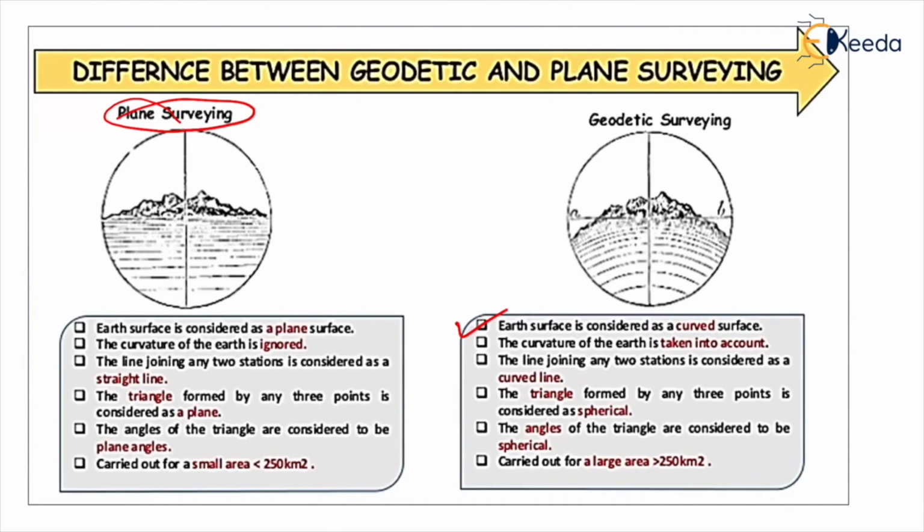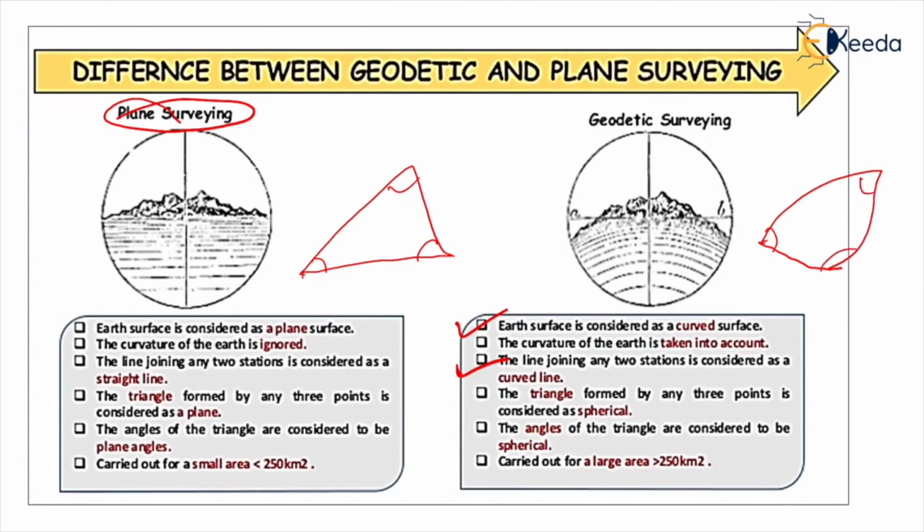Next point, the line joining any two stations is considered as straight line, while in geodetic, the line joining any two stations is considered as curve line. The next point, the triangle formed by any three points on the surface of the earth is considered as a plane, while in geodetic survey, the triangle formed by any three points will be considered as spherical. Next is, the angles of triangle are considered to be plane angles, where we can use normal trigonometry, while in geodetic survey the angles of triangle are considered to be spherical ones. These are not normal triangles.